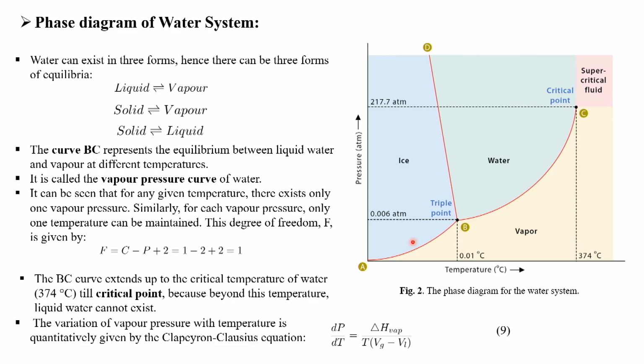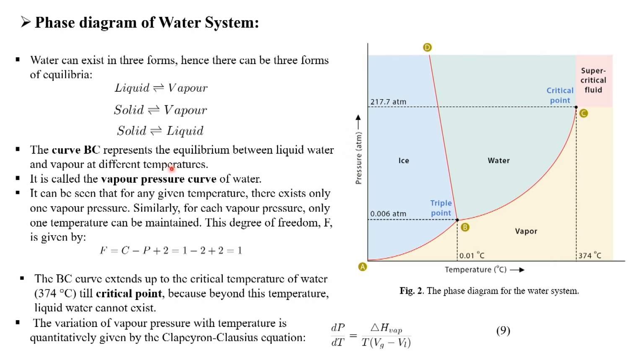So we now discuss the phase diagram of the water system, or water only. Water can exist in three forms, that we know, right? Liquid water, solid water, and vapor. So hence there can be three forms of equilibria: when liquid is in equilibrium with vapor, or solid is in equilibrium with vapor, or solid is in equilibrium with liquid. So this is the phase diagram. On the y-axis we are plotting pressure, and on the x-axis we are changing temperature. Temperature increases in this direction and pressure increases in this direction.